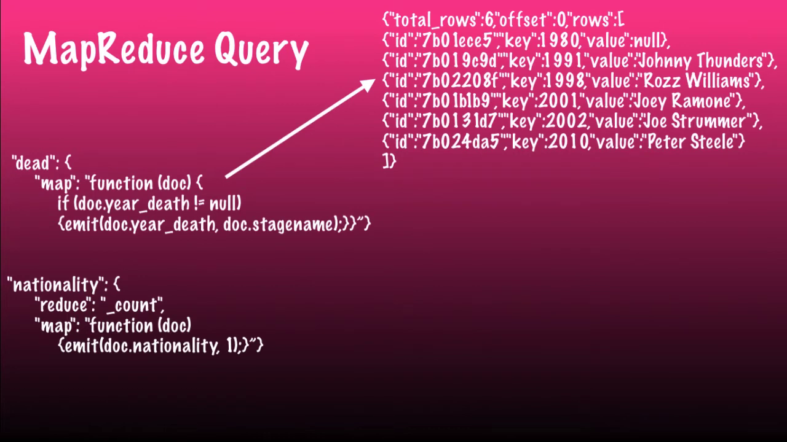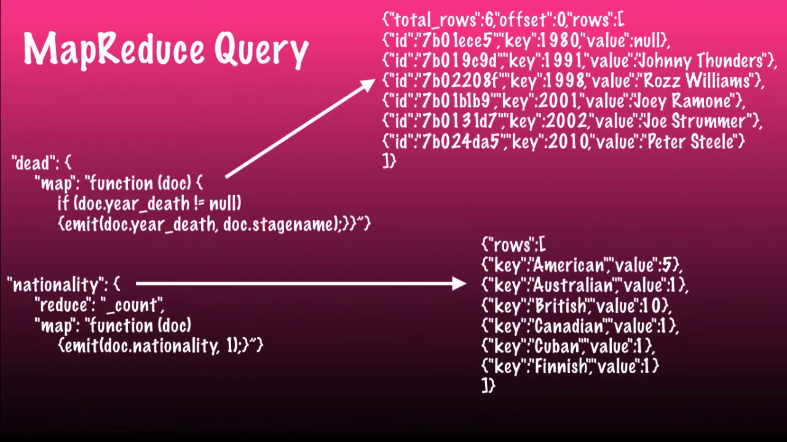So in the first query, what gets returned is an ID number, a key, and a value. In this case, I set the key and value in the emit section, which is year of death and stage name.